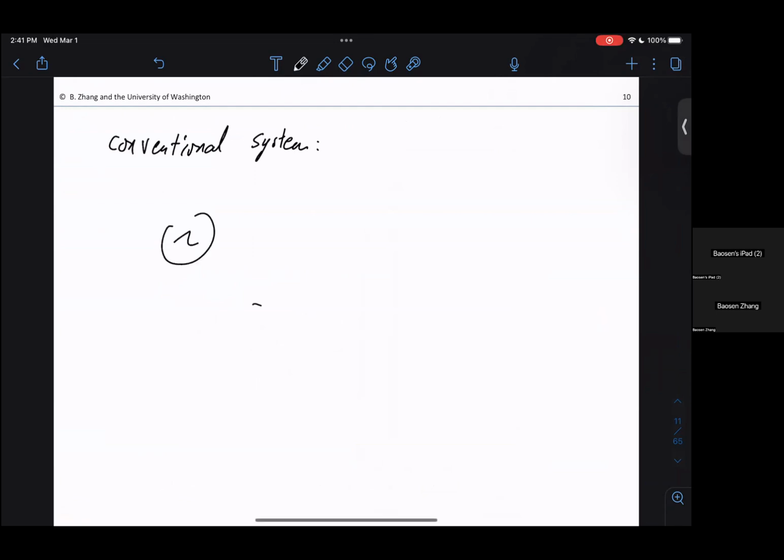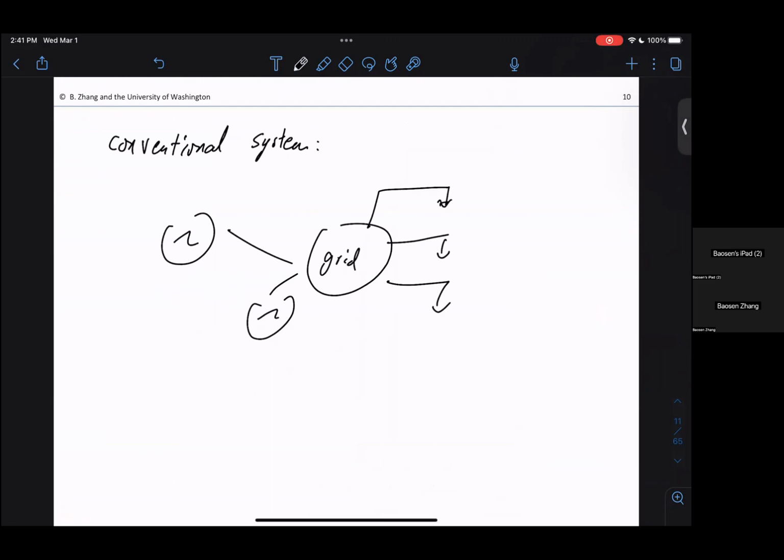you have a few big generators going to a grid. You have load coming out of this grid, right? So this is your conventional generator system, and your control knobs are these big generators. So the load changes, you vary the frequency on these big generators, and then you hope you balance supply and demand of the load. Okay?